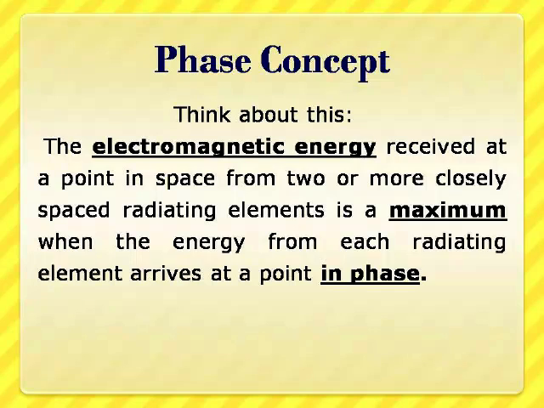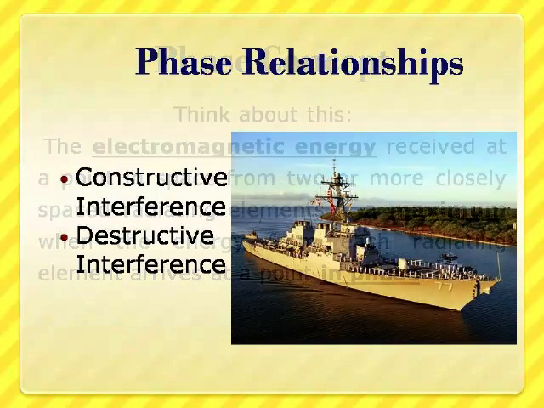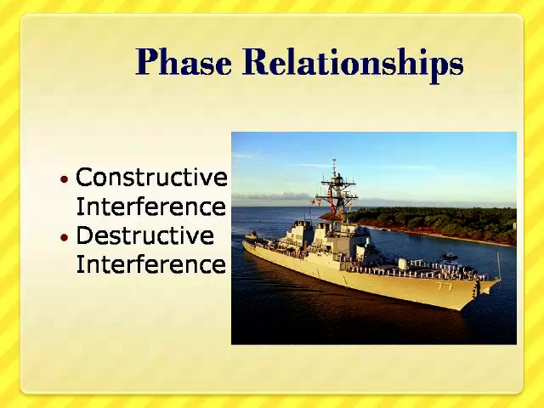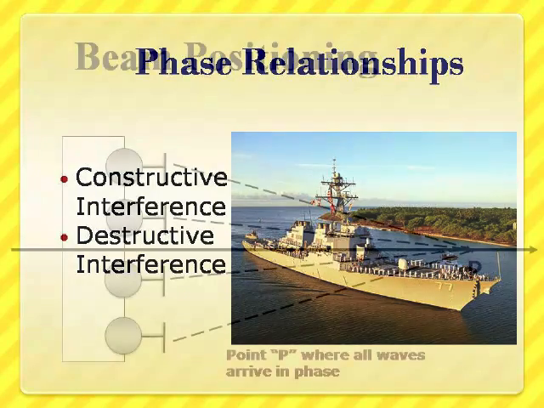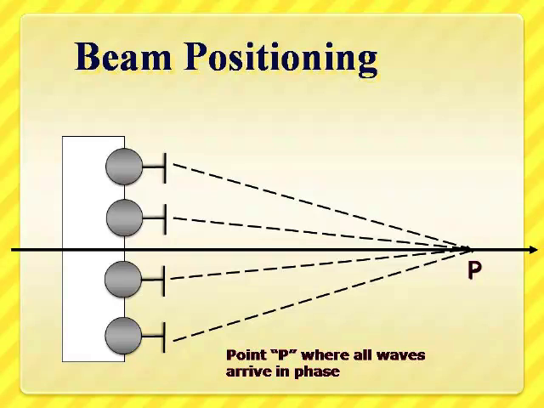You can see that this addition is generally known as interference of two signals. So the interference can be constructive interference or destructive interference. In the diagram shown here, you can see that a constructive interference can be had at a point P in front of several radiators.